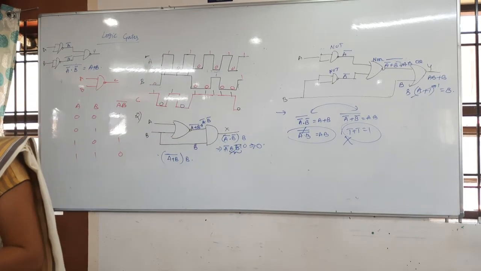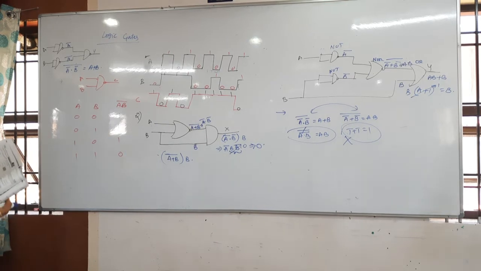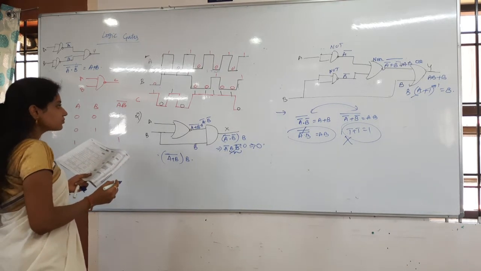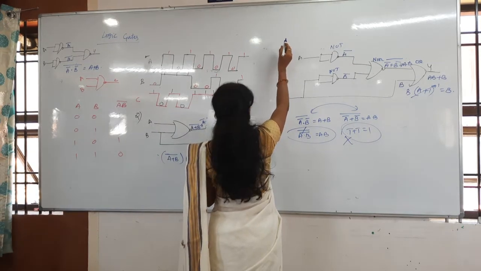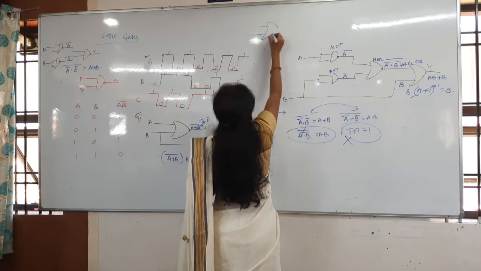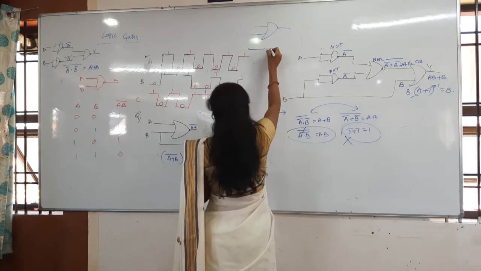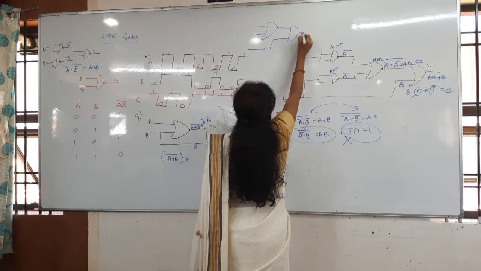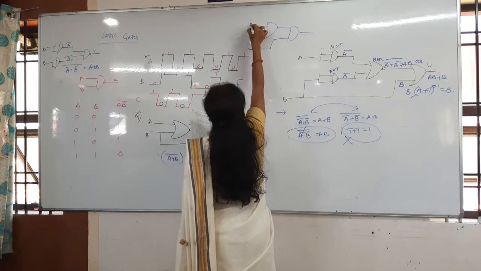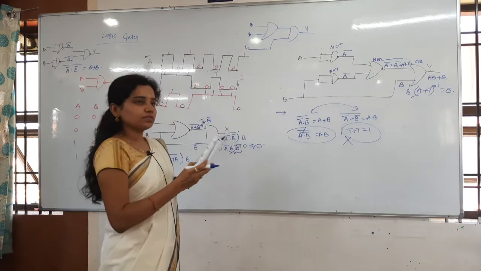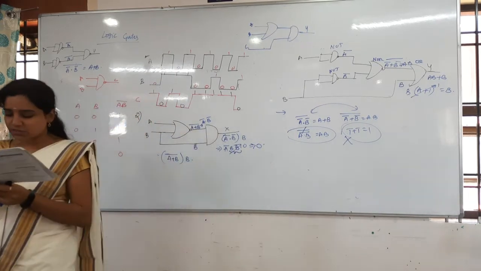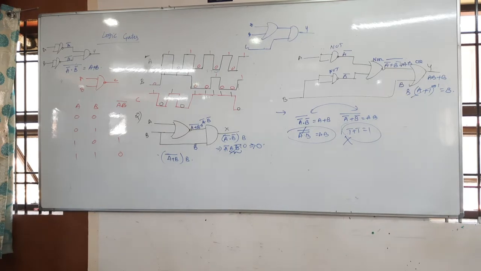Then next one. To get the output 1, the input A, B, C should be. Your options: 101, 100, 110, 010.